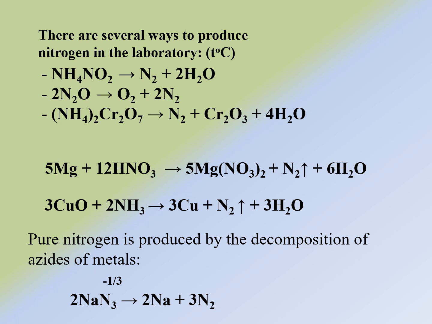Cr2O3, water, and N2. Also, in the reaction between magnesium and nitric acid of a certain concentration, we can form magnesium nitrate and N2. However, remember that there will be some subproducts, not just N2. And CuO can react with ammonia, and that's how copper will be reduced. Yes, there will be pure Cu and N2 will be released.